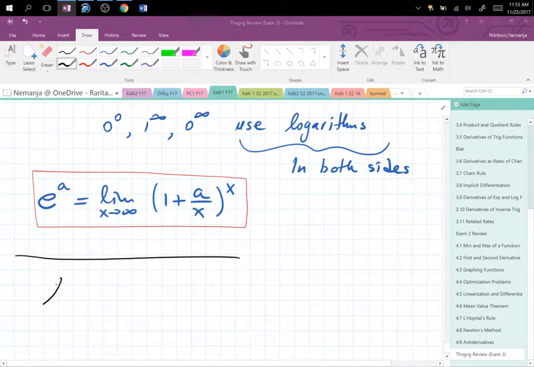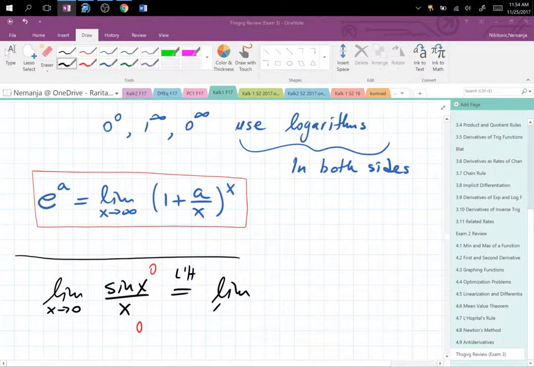The most basic case was limit as x goes to 0 of sine x over x, which we know is 1, but if you plug in values you get 0 over 0. So you can't compute by plugging in. You unleash L'Hopital because you have 0 over 0. And that changes the problem, but it keeps the same answer. So the derivative of sine x is cosine x divided by 1, 1 over 1, and the answer is 1.